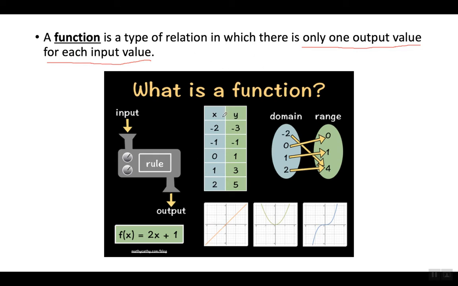So as you can see here, in this table, when x is negative 2, I only get one answer, y equals negative 3. Remember, all the x coordinates are the input, and all the y coordinates are the output. So when I input into whatever function this is referring to, it doesn't matter right now what the rule is, when I input x equals negative 2, my answer is always going to be y equals negative 3. When I input x equals negative 1, my answer is going to be y equals negative 1. When I input x equals 0, my answer is always y equals 1, etc.